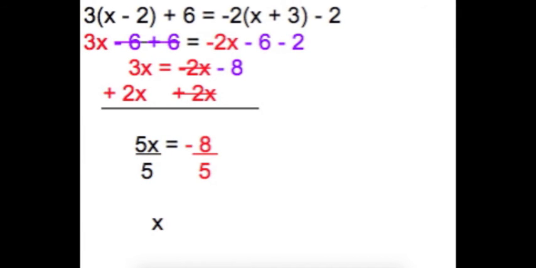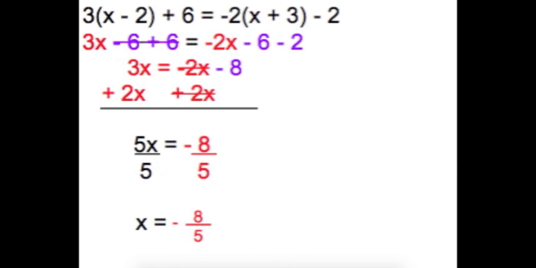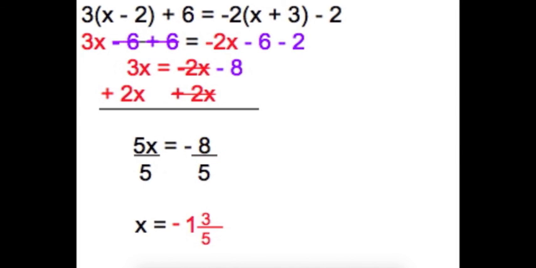On the right side of the equation, we have negative 8 divided by 5. Because the division problem is also a fraction, we can leave our answer in fraction form. So, our answer is negative 8 fifths, which could be simplified to negative 1 3/5.